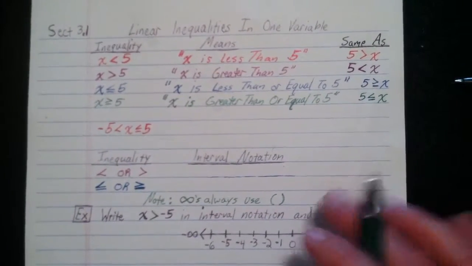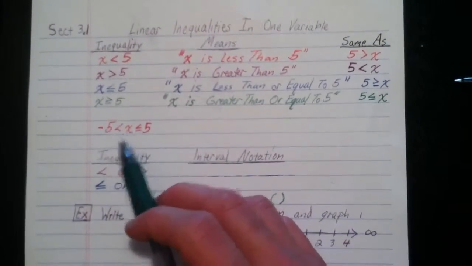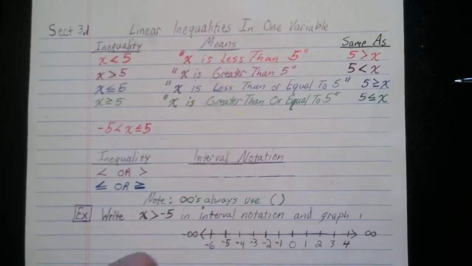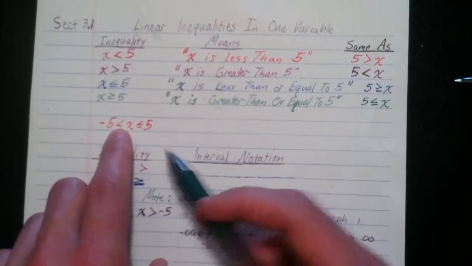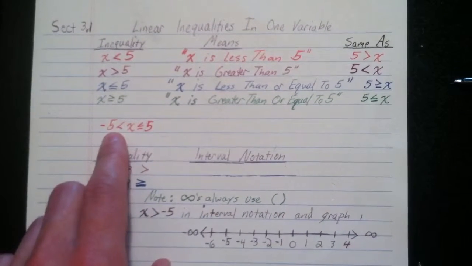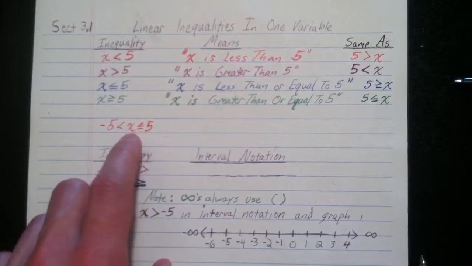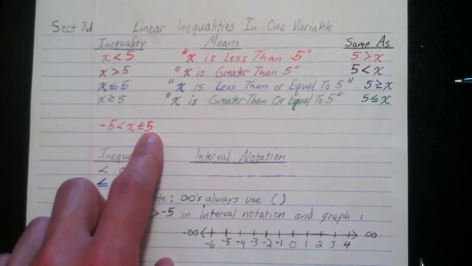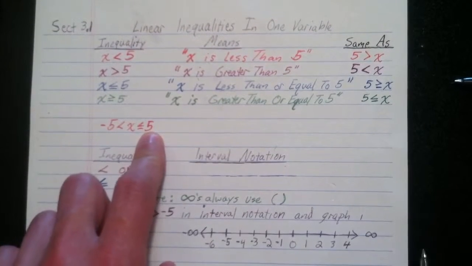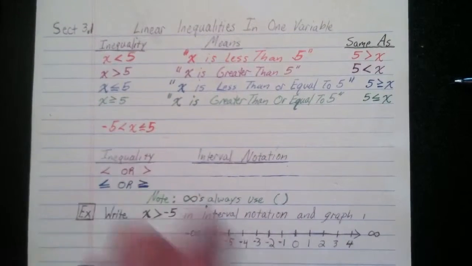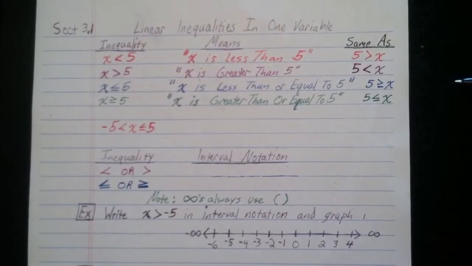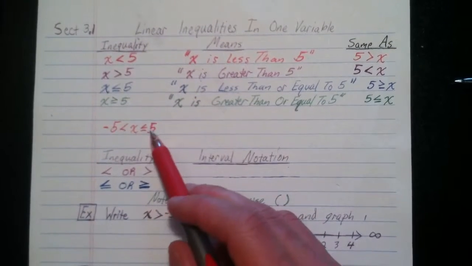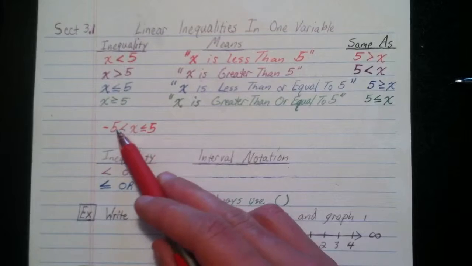Now in this inequality right below here, where we have two values and two inequality symbols, this is a little bit different. This is indicating that x can be a number that has to be greater than -5, but then that number x, whatever it is, also has to be less than or equal to +5. So really what this is saying in English is that x can be any number in between -5 and 5.